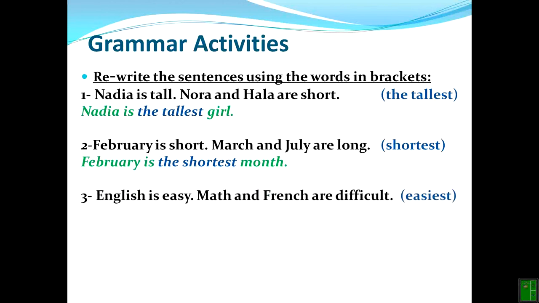Very good. Number 3, English is easy. Math and French are difficult. Use easiest. Right. Here we compare between English and the other two subjects, math and French. Yes, very good. Okay, so we use the superlative form what? Easiest. Very good. So English is the easiest subject.